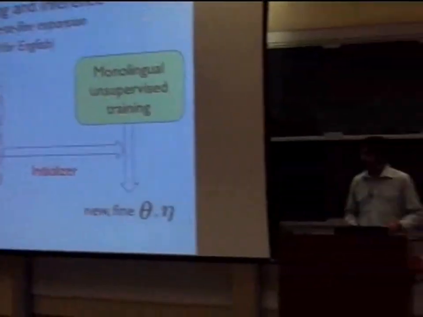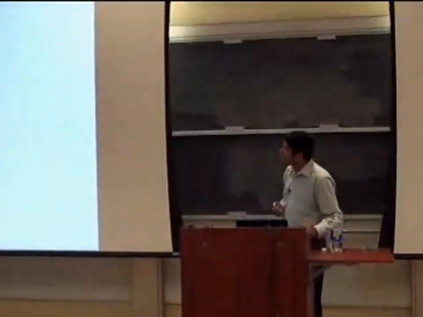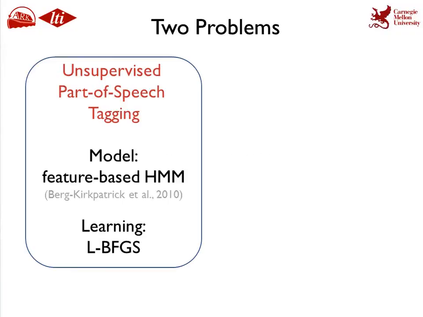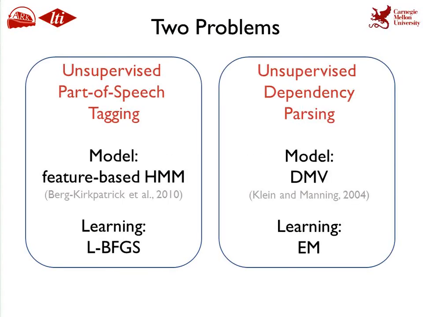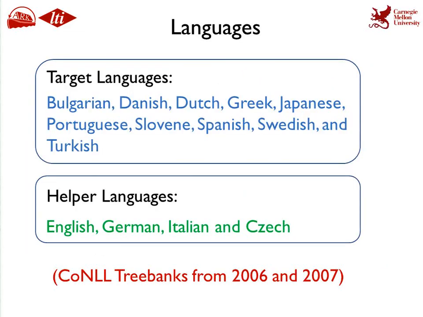So, experiments: two problems, unsupervised part-of-speech tagging and grammar induction. We have 10 target languages, with lots of intersection with the previous part of this talk. Bulgarian, Danish, Dutch, Greek, Japanese, Portuguese, Slovene, Spanish, Swedish and Turkish are our target languages, and we use English, German, Italian and Czech as helper languages because they belong to diverse language families and also have a lot of annotated data in the treebanks.